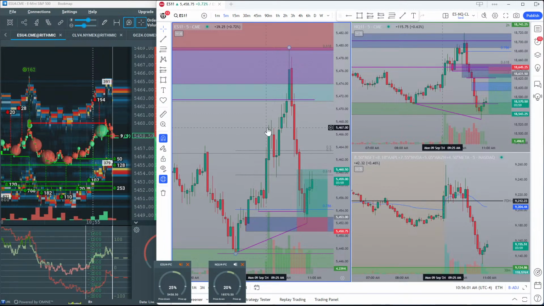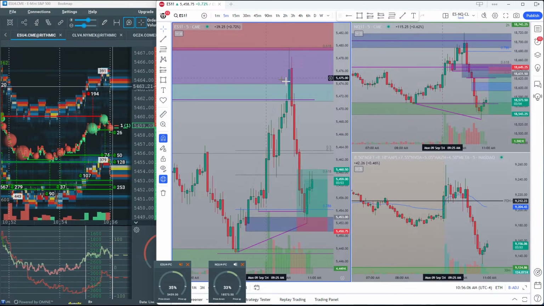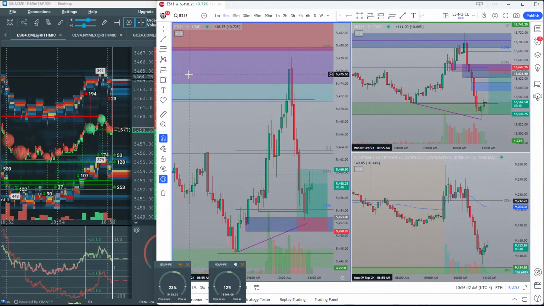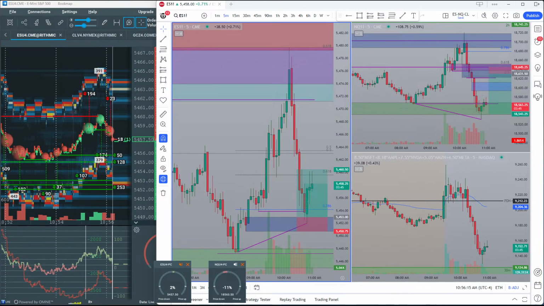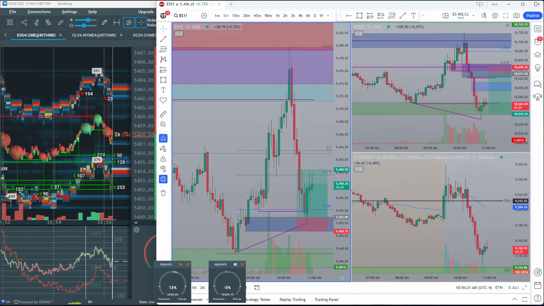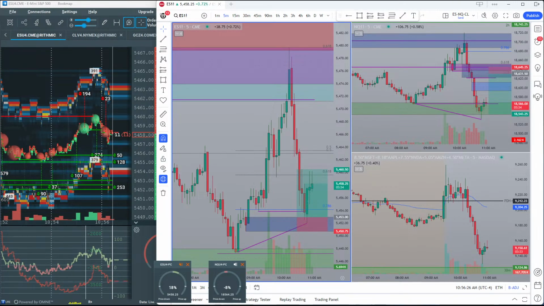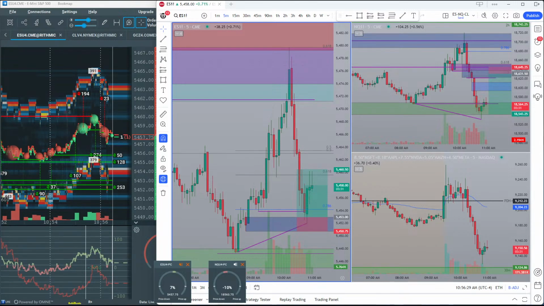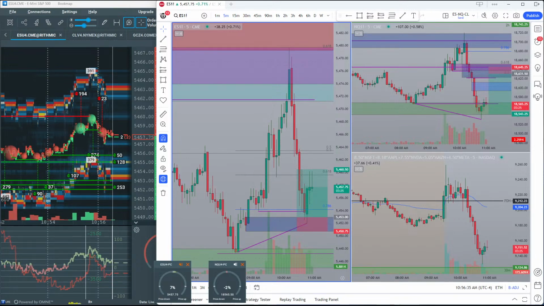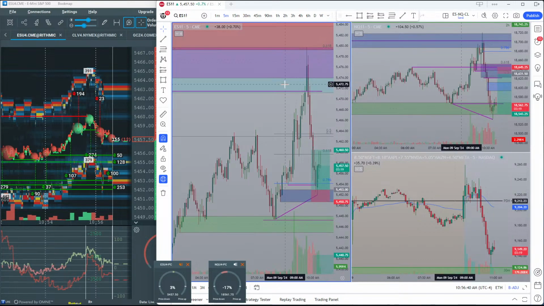Nice bird right here on ES. Boom, taken out. And printed again. 28. Ooh. Let's see. Perfect reverse at the 50, 68, 61%. It did. I know, right? ES perfect reverse at that 61% from yesterday.